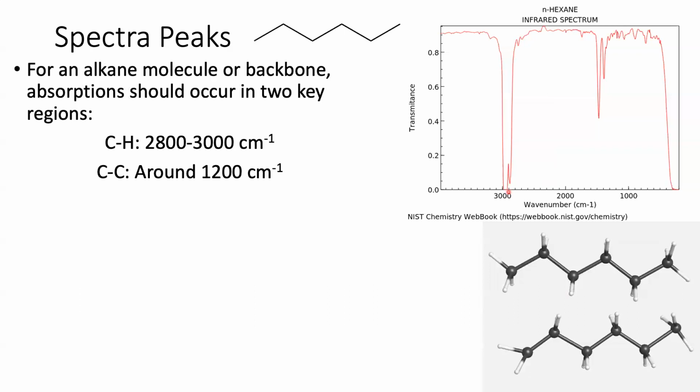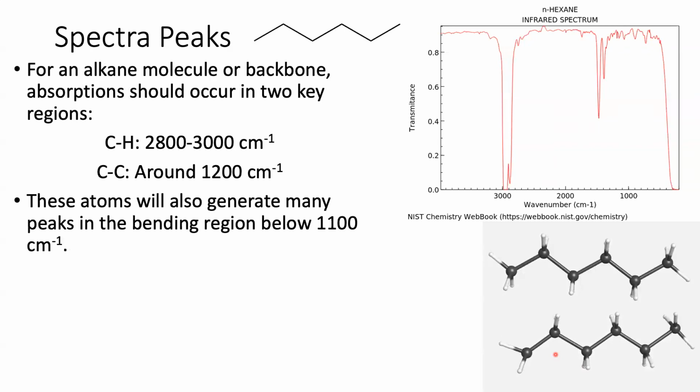The other major bond type of vibrations we're going to see are in this 1,200, so kind of this 1,000 to 1,300 region, where you're going to see these carbon-carbon stretches. So our carbon-carbon bonds are going to elongate and contract. And so these are going to be present in most of your spectra.